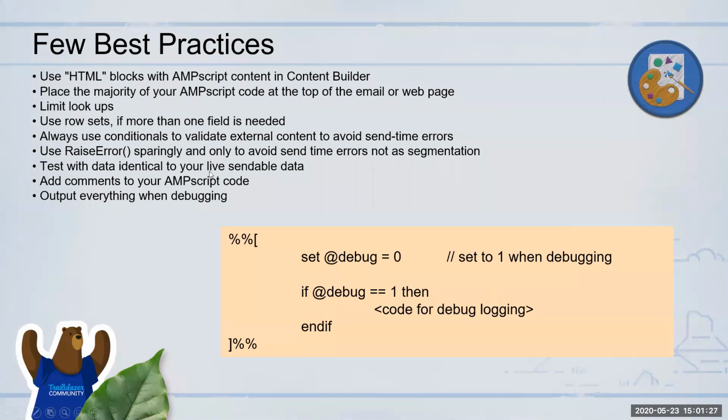Always validate external content. If you're getting any external content or anything that you bring in, such as data from data extensions, ensure you check whether the value is empty or null. All those things you might want to always check before you put that into your email logic. Okay. RaiseError, like I said, use very sparingly, and then test with data that is almost similar to your live sendable data.